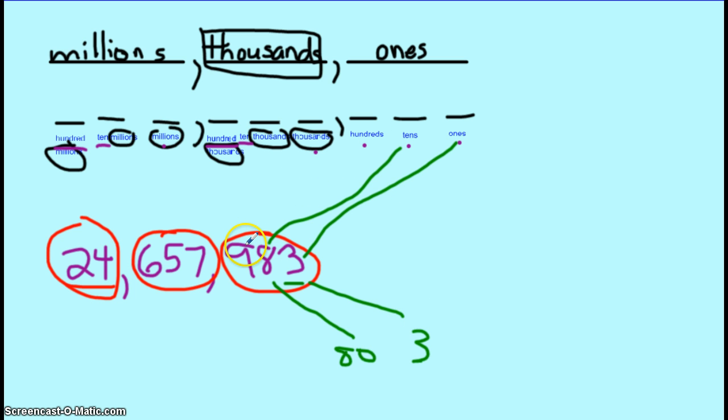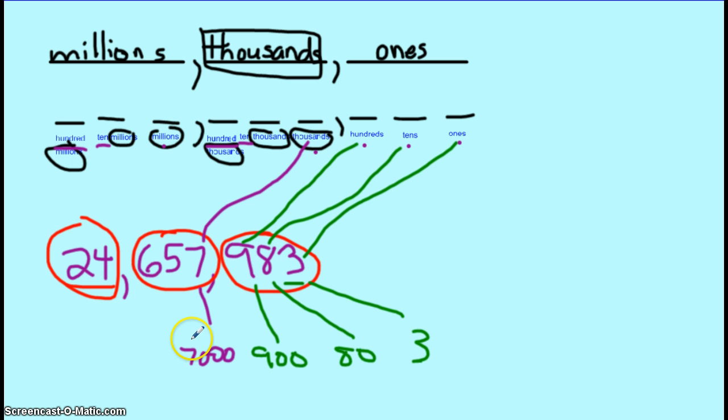The next one, 9, is in the hundreds place. Of course, we're counting by hundreds now, and we need to count 9 of them, which would equal 900. Now we're going to the next period, which is the thousands period. So now we have the 7, which is in the thousands place. So we're counting by 1,000, 7 times. So the value of that would be 7,000.